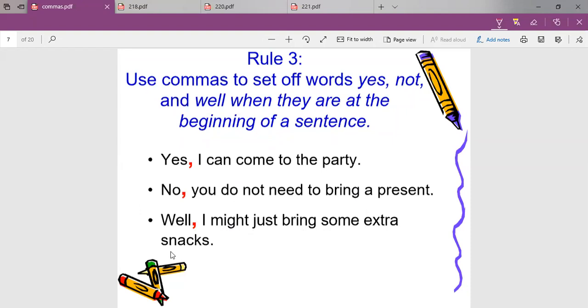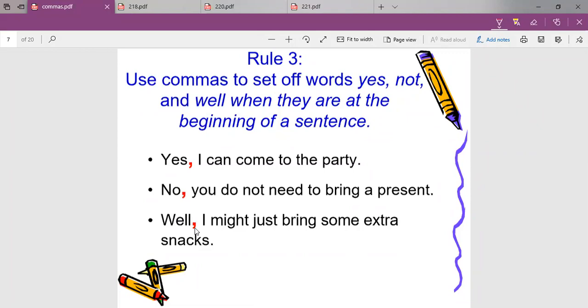Excellent. So this is the simple rule which we use whenever we have the word yes, no, or the word well. When I'm writing the word yes in the beginning of a sentence, after yes, I have to use the comma. When I'm writing no at the beginning of the sentence, after no, I have to use the comma. When I'm writing well in the beginning of the sentence, then again I have to use a comma because it gives me a break. It gives me a pause when I'm reading.